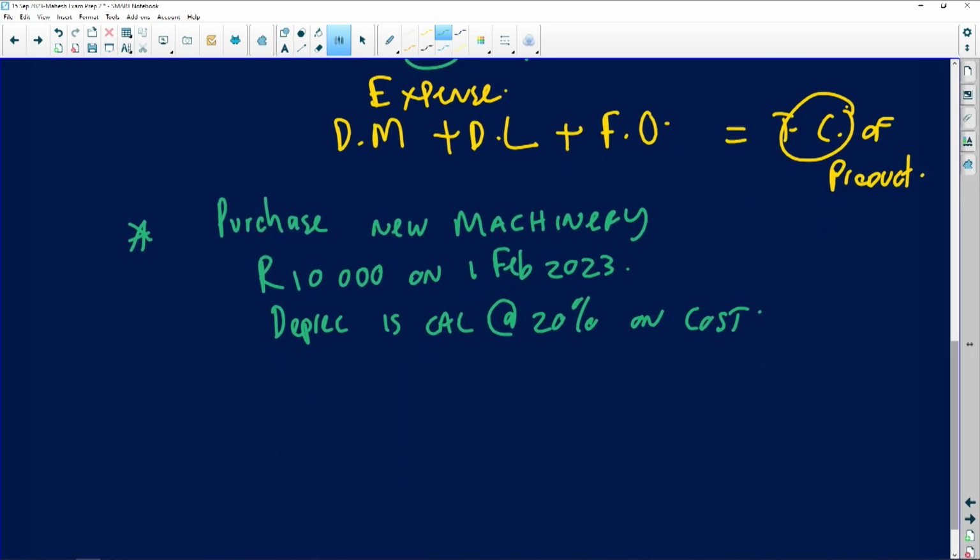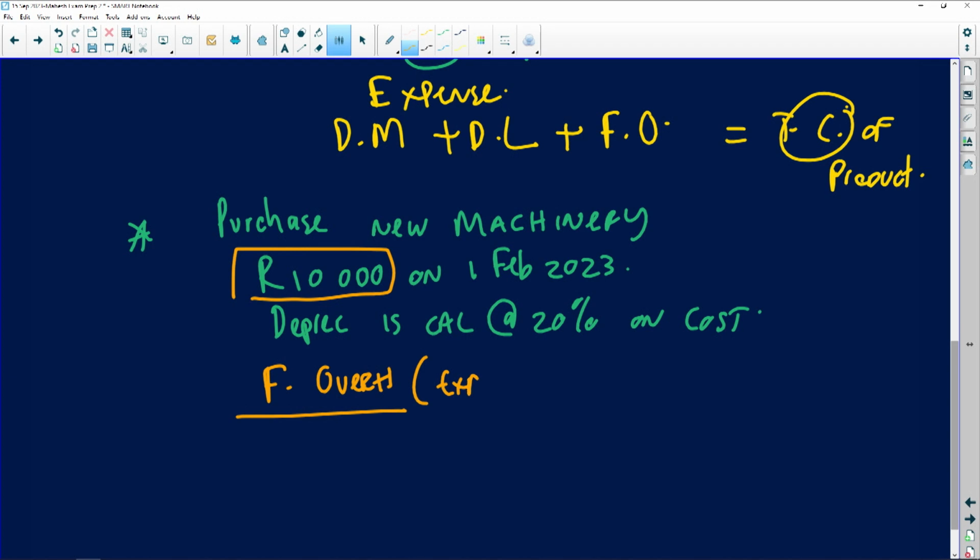Now, in terms of the information given to you, what students will often do is purchase new machinery, 10,000 Rand, right? When they are now calculating the factory overhead note, remember, this is obviously expenses. In this note, they will then show us machinery, 10,000 Rand. Okay, and this is incorrect. Why is it incorrect? Because that machinery that you purchased is an asset. It is not an expense. That belongs in the balance sheet in your fixed asset note.